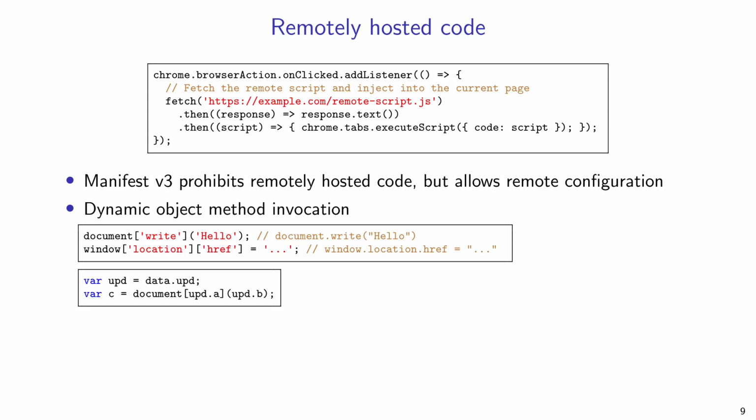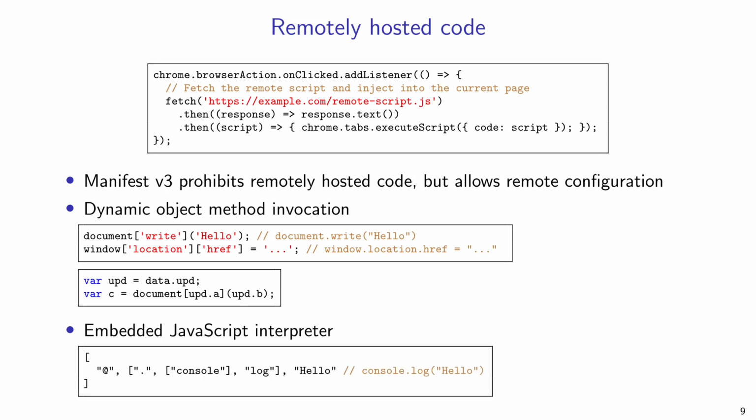The result is that by looking at this type of code, we cannot tell what exactly it does with the web page, unless we know what is stored in these configuration variables that are fetched from a remote server. Some extensions go even as far as shipping an embedded JavaScript interpreter within the extension. Here is an example of using such an interpreter to call the console.log method.